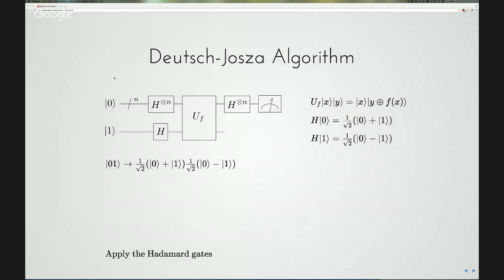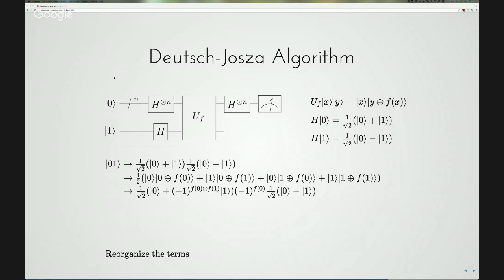So we have 0, 1 to begin with, and we apply H to both of them, which gives us 1 over square root of 2 times 0 plus 1, and the other with the negative symbol after applying the Hadamard gate. And then we apply the oracle gate. You can see, because earlier we talked about the property of quantum gates: if you feed in the superposition, the gate will apply to every single basis vector. So by linearity, all the components have the U_f gate applied.